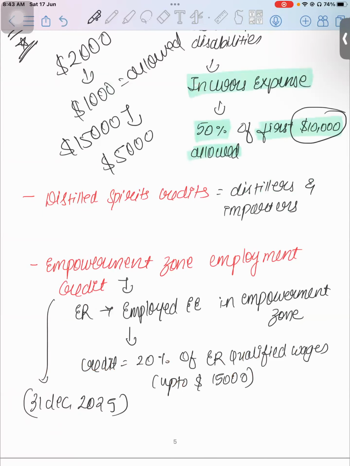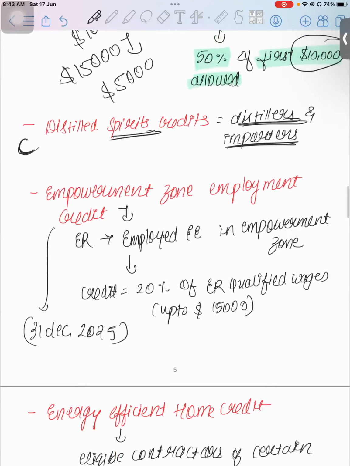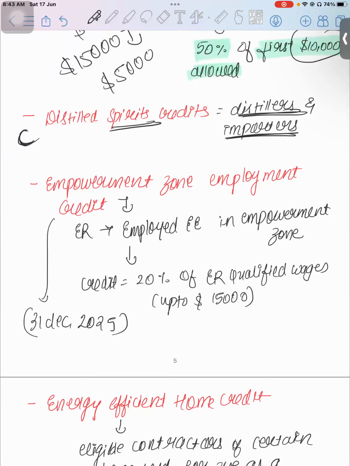Next is distilled spirits credit. Means what? Those who provide the distillers, or the spirits that will be used in some chemicals or some manufacturing units. So those who provide these facilities, or if they are importing it, then also it will be allowed. Whatever expense you are incurring as a distiller and importing the distilled spirits will be eligible for the distilled spirits credit. This is a C category, like you will never see this type of credit anywhere in the tax return or in the exam also.